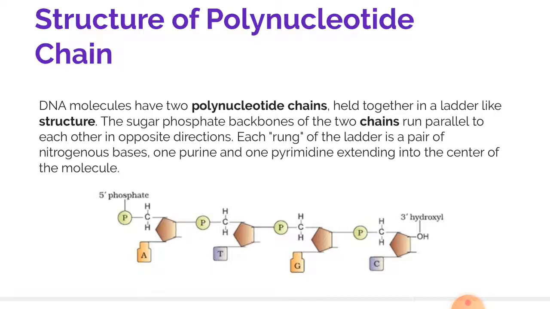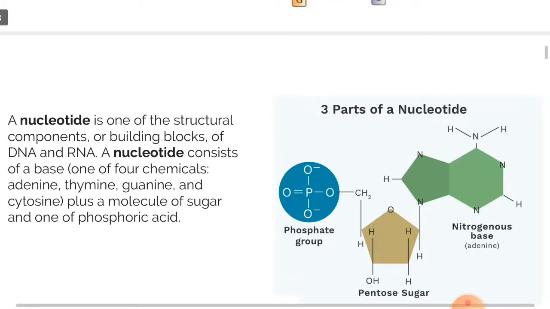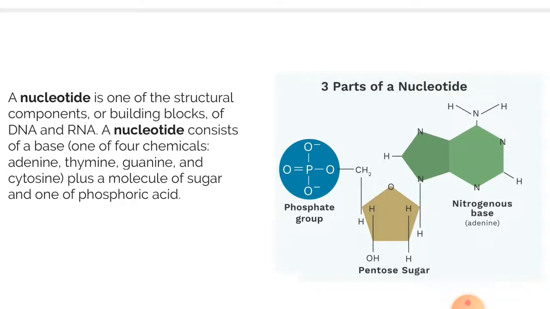So, here you can see the structure of one such polynucleotide chain of DNA, the diagram depicting it on your screens. This is one polynucleotide chain. Okay. Now what is a nucleotide? A nucleotide is one of the structural components or the building blocks of DNA and RNA.